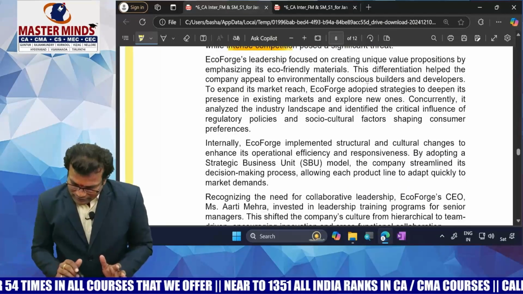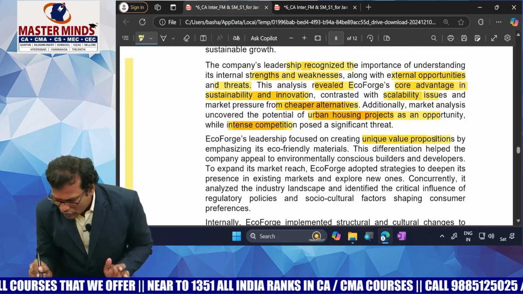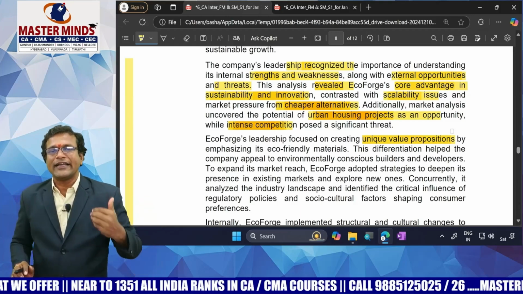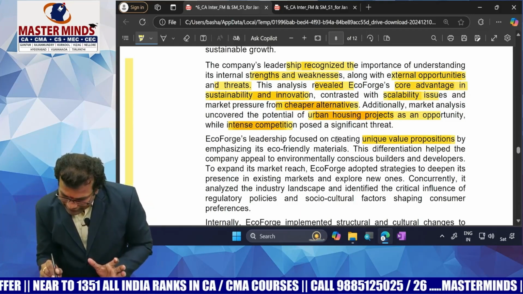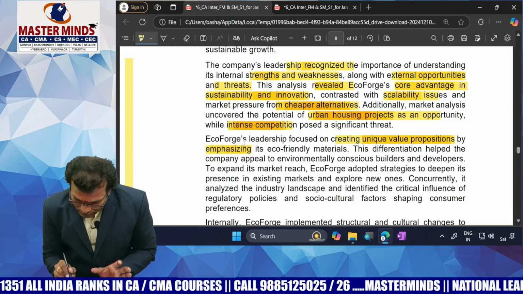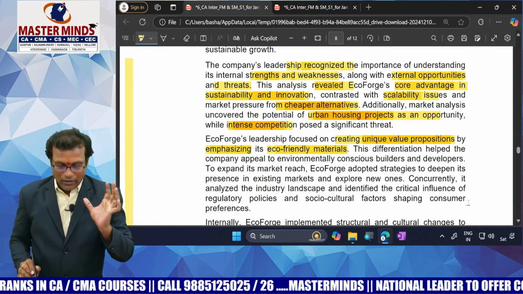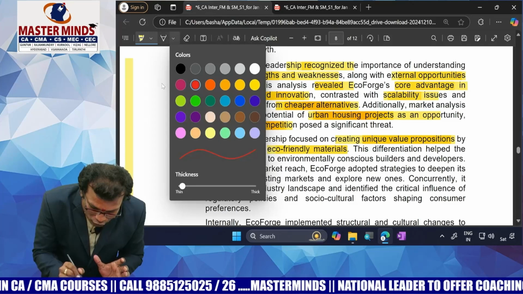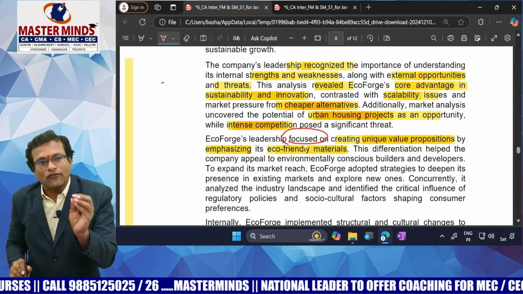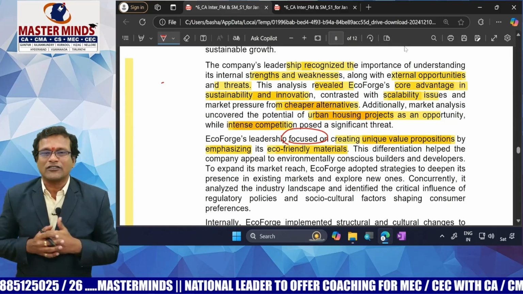Now this company's leadership focused on creating unique value propositions. So they want to provide some unique features through their products to the end consumers. So they are focusing on creating unique value propositions by emphasizing eco-friendly materials. Now don't get confused by this word. It is a general English word used here. Leadership is trying to focus, means they are trying to concentrate. The verb focused is present in the paragraph.